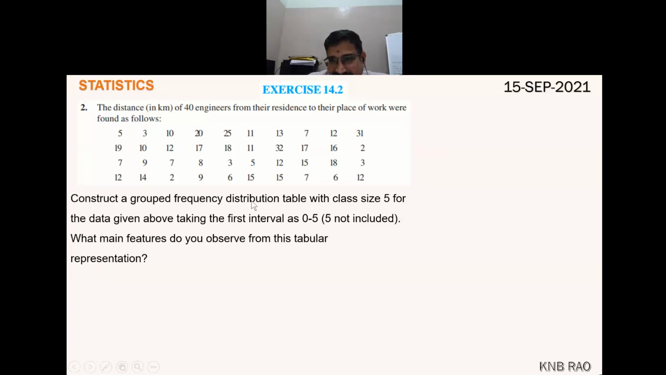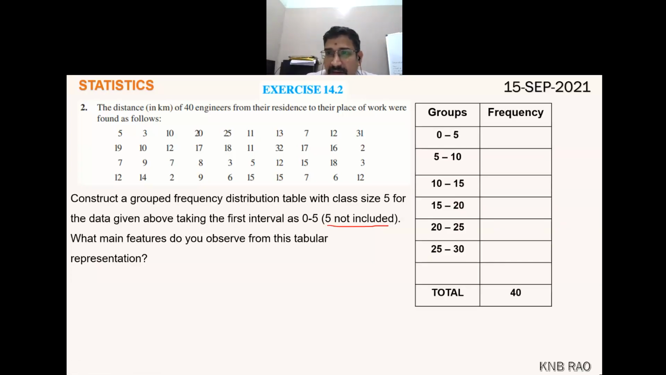Construct a grouped frequency distribution table with the class size of 5 for the data given above, taking the first interval as 0 to 5, and 5 not included. Exclusive table, sir. That means the class intervals are 0 to 5, then 5 to 10, 10 to 15, 15 to 20. Have you understood now how to do it? Sir, exclusive and discontinuous are the same? Yes, both are the same, you are right, Piyush. Exclusive is also called discontinuous.